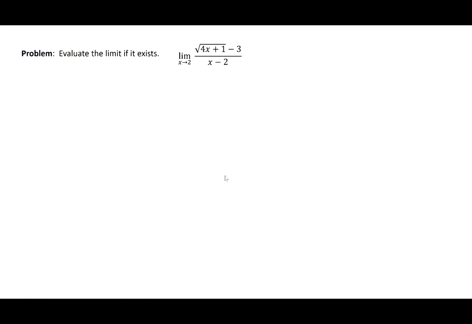Let's see. This is a very nice problem. As a first step, let's plug in x equals 2. So we get 4 times 2 is 8, 8 plus 1 is 9, square root of 9 is positive 3, 3 minus 3 is 0, and 2 minus 2 is also 0. Oh, we have a 0 over 0. That's undefined, man, so the limit doesn't exist. No, do not do that.